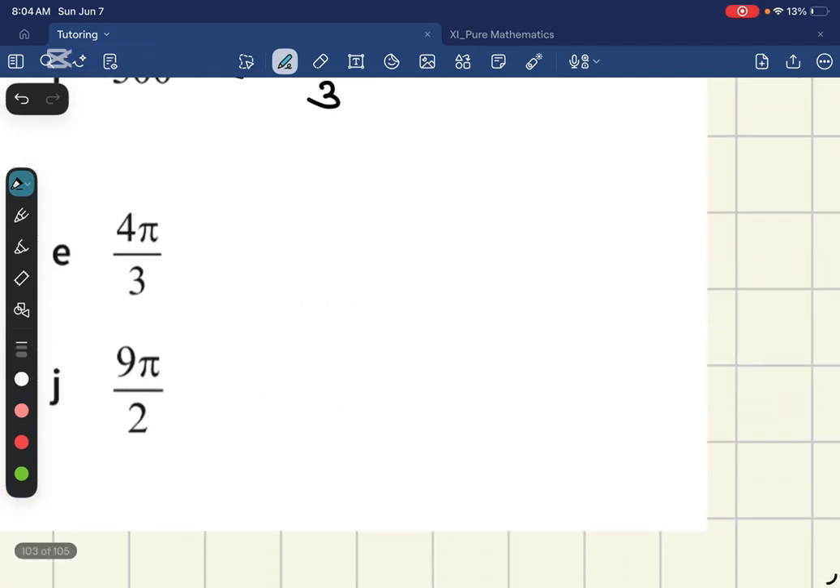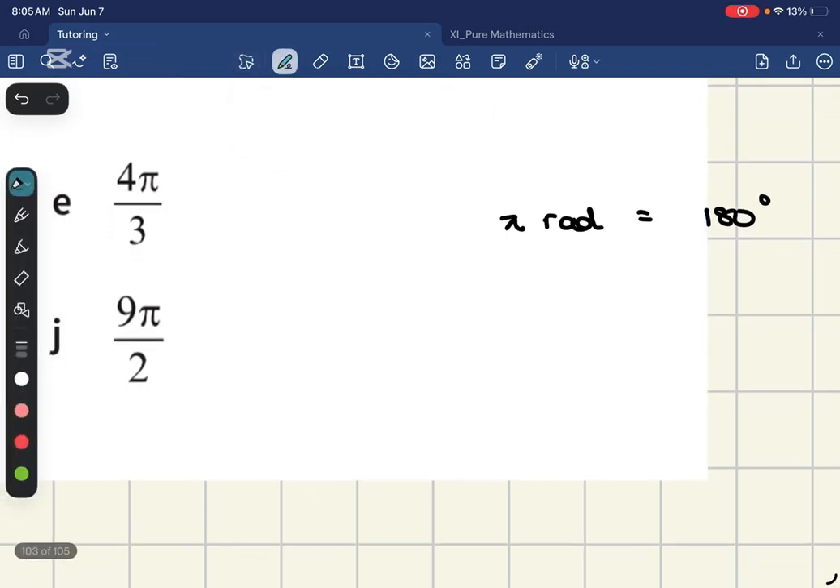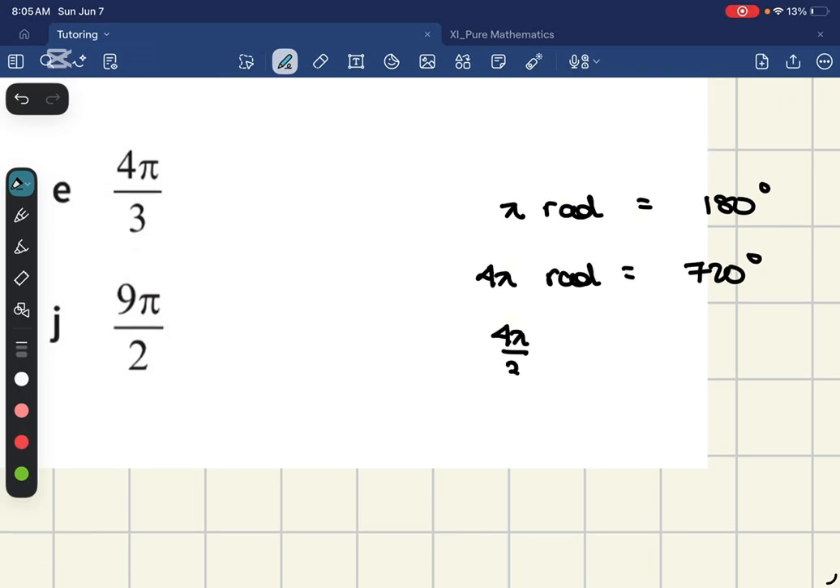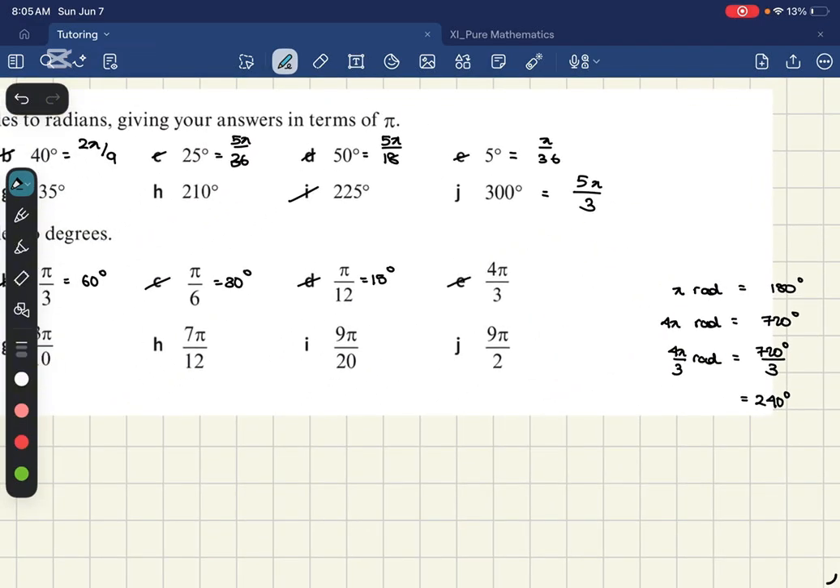Now, if you are given 4 pi over 3, I know pi radians is equal to 180 degrees. Now, how do I make this 4 pi over 3? Well, first, let me multiply by 4. So 4 pi radians is going to be 180 times 4. That is 720 degrees. And now I need to divide by 3. So 4 pi over 3 radians is going to be 720 degrees divided by 3. And how many degrees is that? That is 240 degrees. And we are done. So that is how you convert, right? So E is 240 degrees.